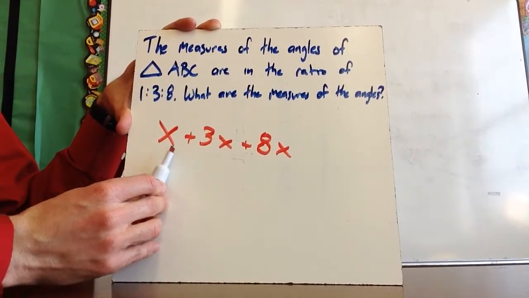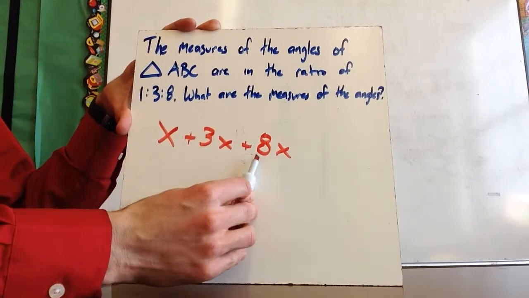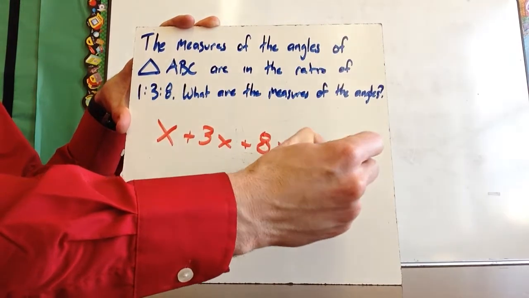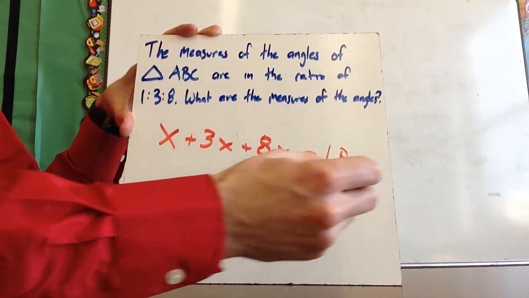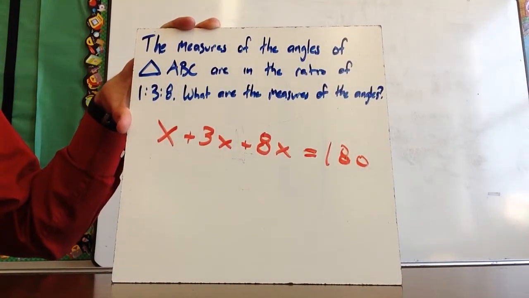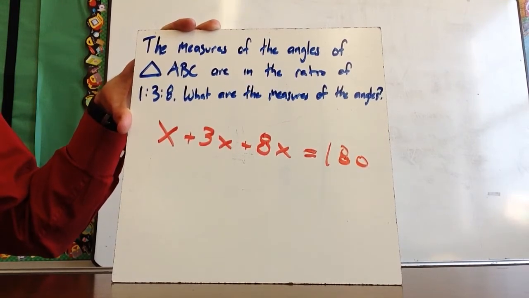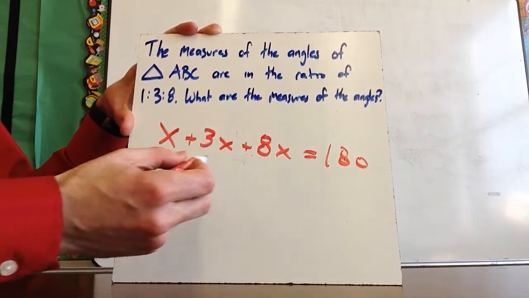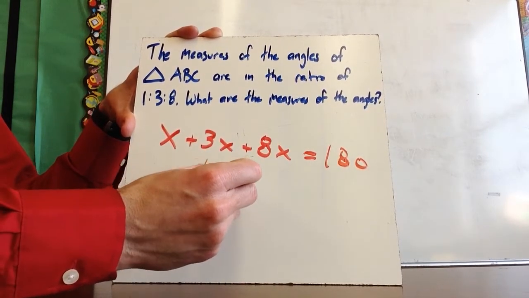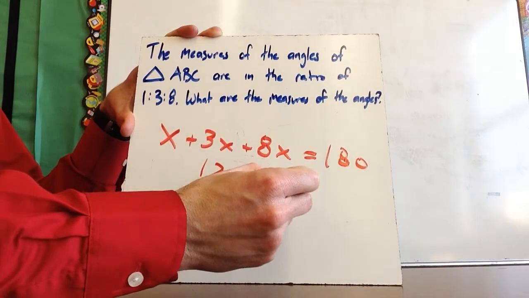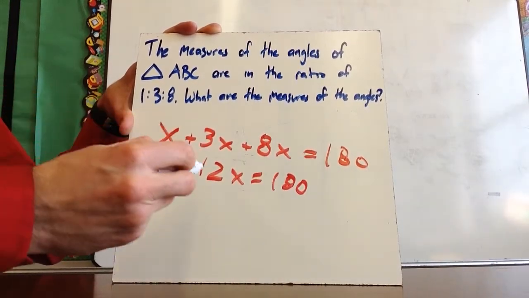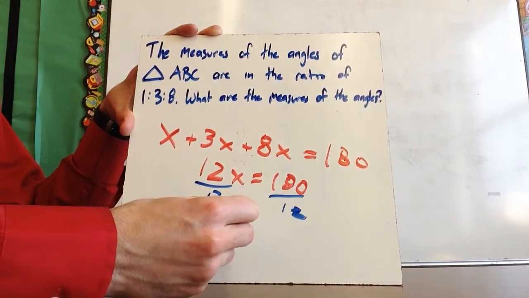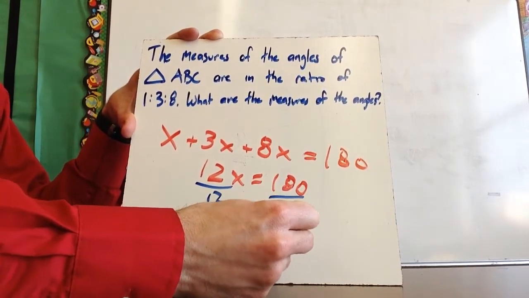Right, so this is x. So this is the 1 to 3 to 8 ratio. I add up all three angles, they should add up to a total of 180. So this is going to become an algebra problem for us. And so we're going to combine like terms. When we add these together, 1 plus 3 plus 8, this becomes 12x equals 180. I'm then going to divide both sides by 12. And I've got x equals 15.